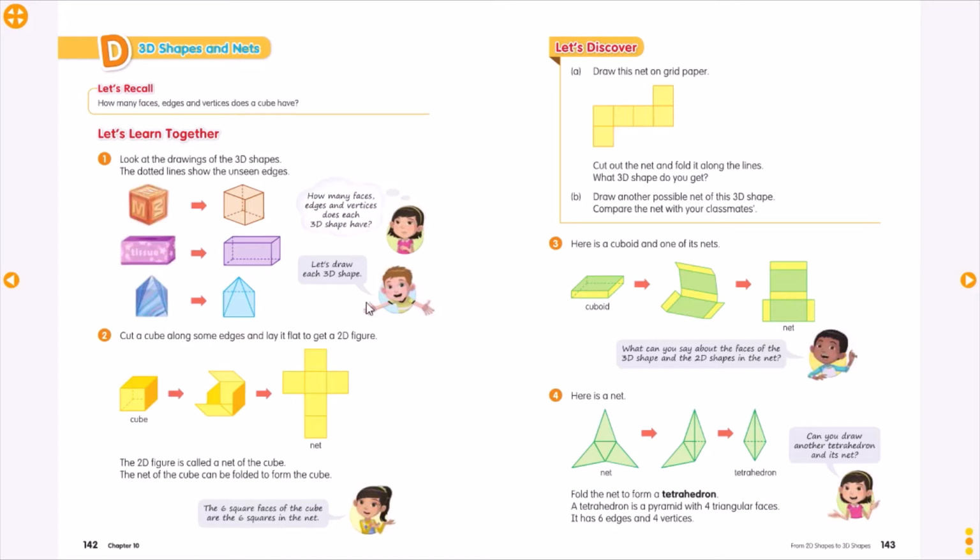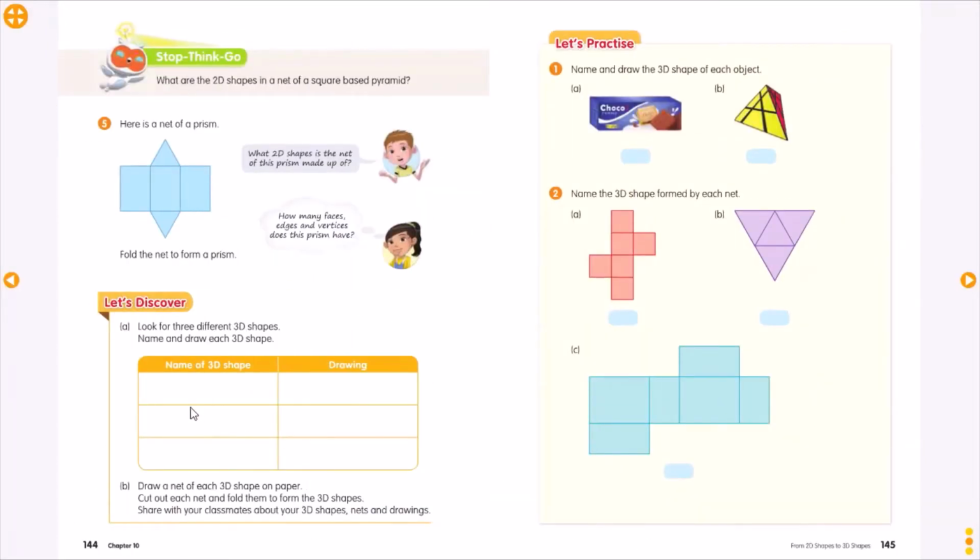So 3D shapes could be found everywhere. So remember the cube, the rectangular 3D shape, the pyramid, the prism, the tetrahedron. So please try to remember how we can work on these using our nets. So let's go to this page now here. I'm gonna leave these questions for you to answer.